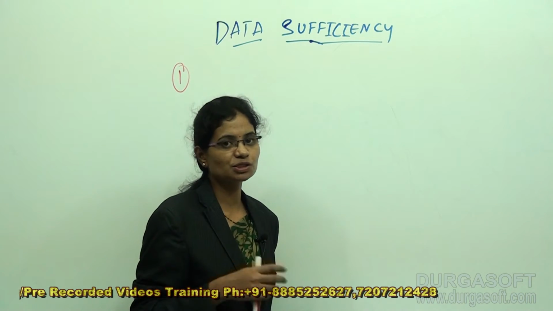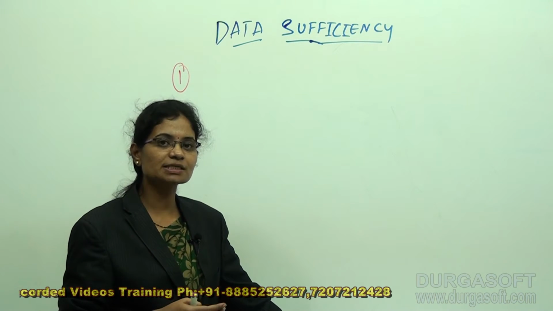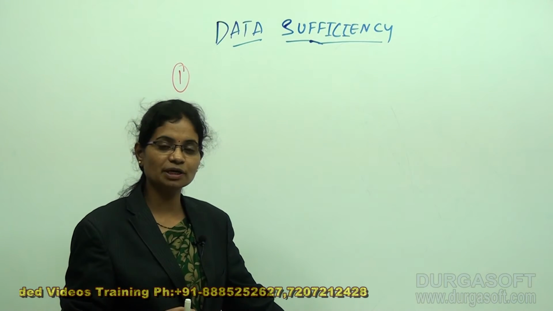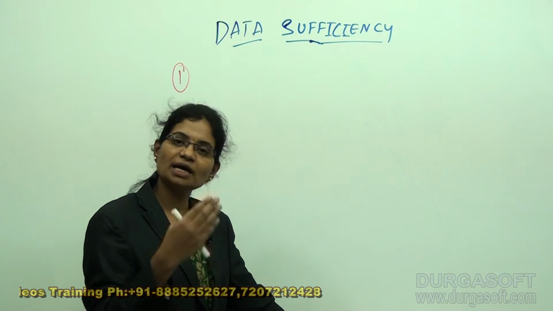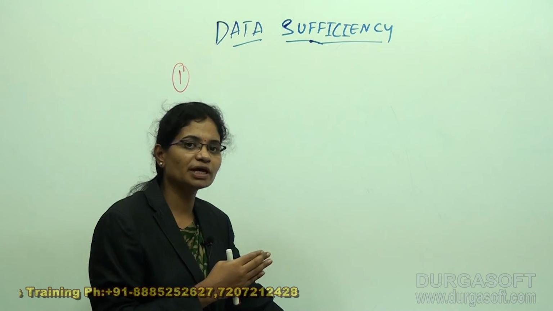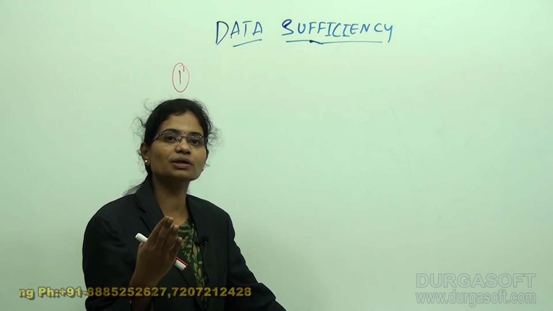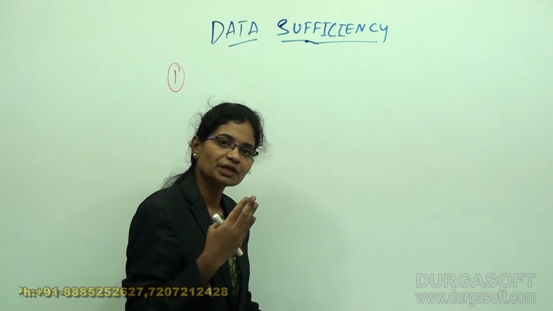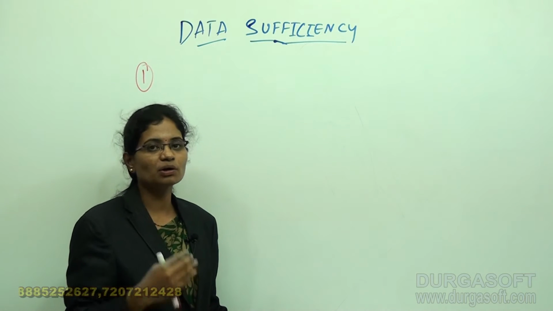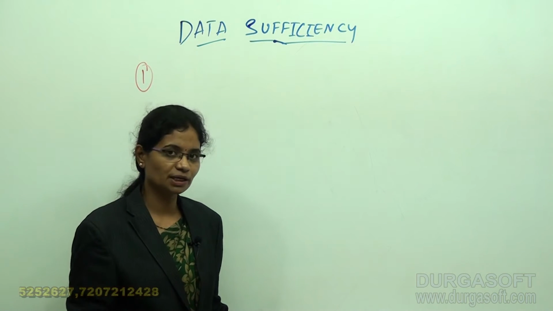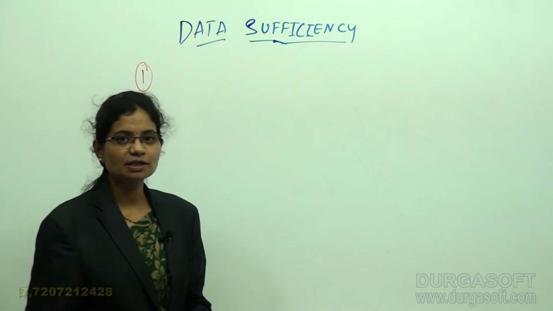So the options, as you may know: option A means only statement 1 is sufficient. Option B is only statement 2 is sufficient. Option C is either 1 or 2, that means if you take statement 1 alone, you get the answer, and if you take statement 2 alone, you also get the answer. Option D is both 1 and 2 are not sufficient. Option E is both 1 and 2 are required. So this is how you can go with the options. Let's start with the problem.